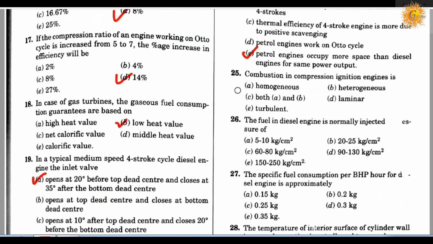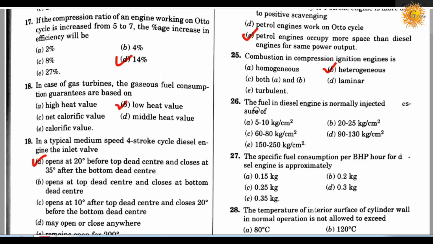Question number 25. Combustion in a compression ignition engine is: option A homogeneous, option B heterogeneous, option C both A and B, option D laminar, option E turbulent. So the correct answer is B, it will be heterogeneous.